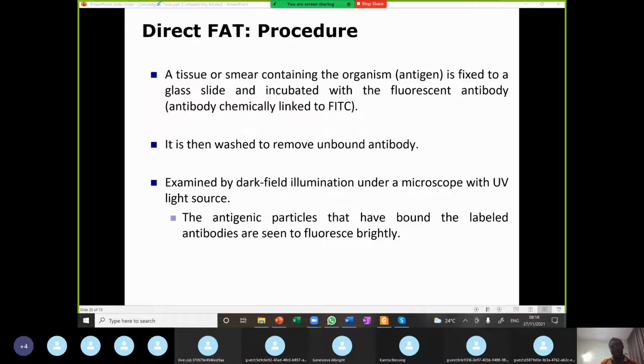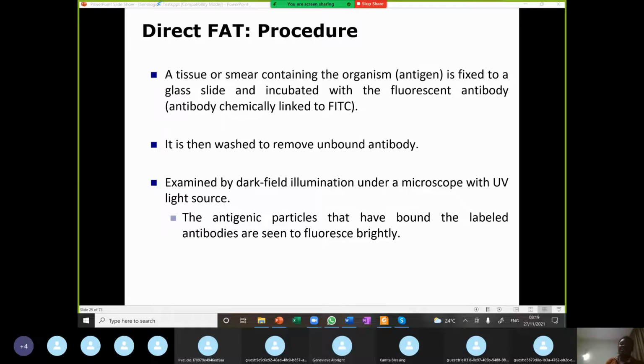We fix it to a slide, and then we label an antibody with a fluorochrome, any fluorescence component. This labeled antibody is now allowed to react with our antigen. So we pour our labeled antibody onto our slide that was fixed with our antigen. Antibody-antigen reaction, as I already stated, will occur, and we will wash the system to remove any unbound antibodies.